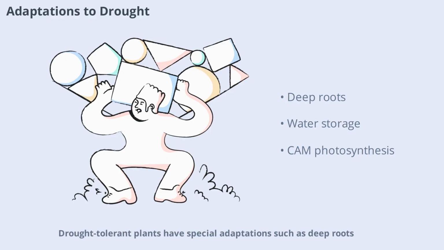Drought-tolerant plants have special adaptations such as deep roots, thick leaves, and the ability to store water. Some can close their stomata during the hottest part of the day, while others use a different form of photosynthesis called CAM to minimize water loss.